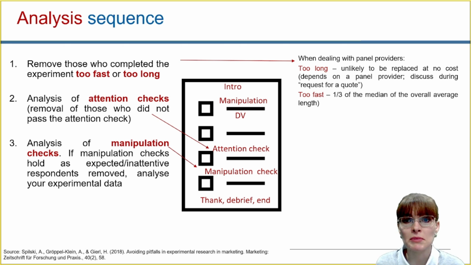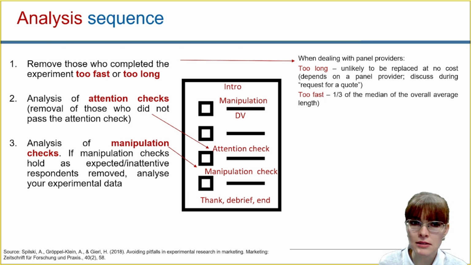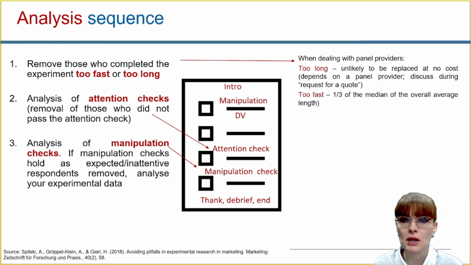So 1/3 of the median, of course, would often be a skewed estimate and may not always be great because it will be inflated by those who have taken too long to complete your experiment. Let's say you remove people who've taken too fast and too long to complete your experiment, and now you're ready for the next step, which is, in my case, attention checks.